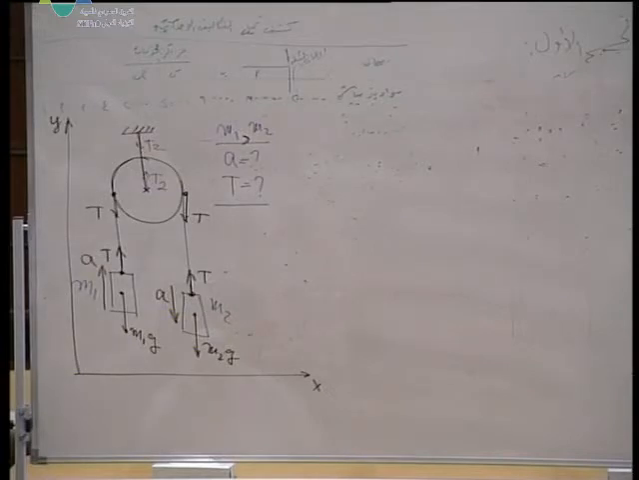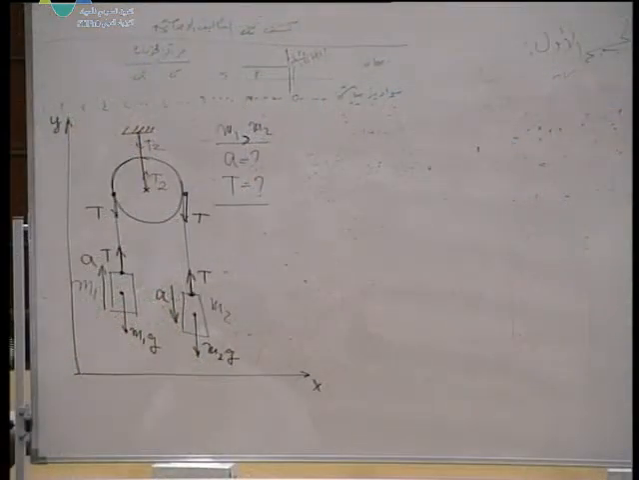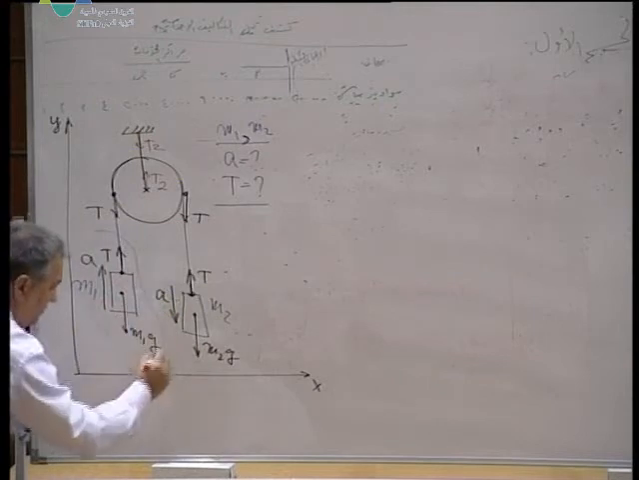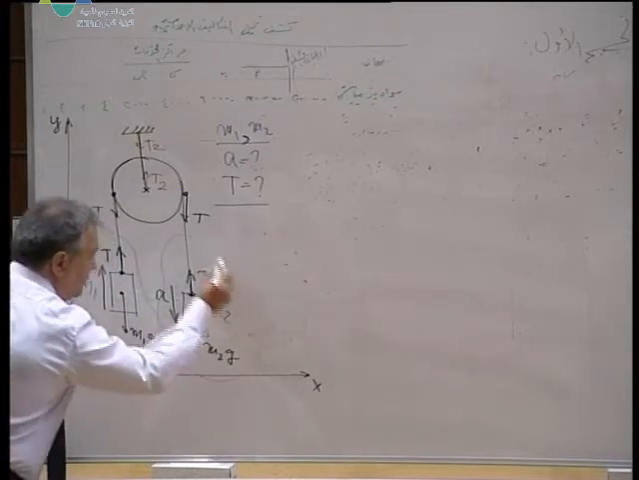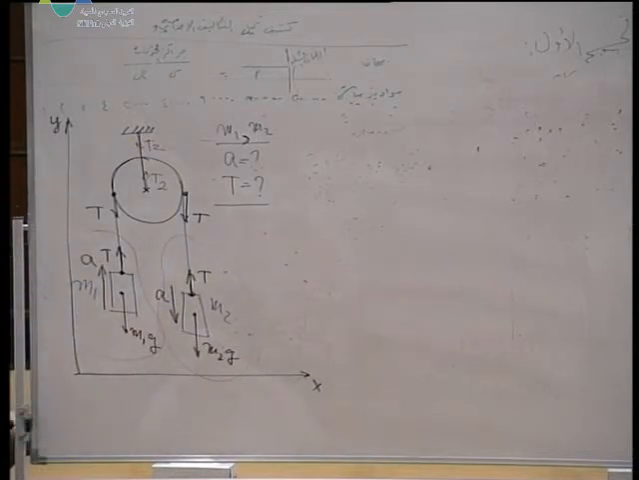The second step is to choose an isolated system. An isolated system means a system with a mass and all the forces which are connected to it. Here is one system, and here is the second system. So the second step is that we can isolate one body of the two bodies and put all the forces that act on this body. I can choose the first or the second as the isolated system.